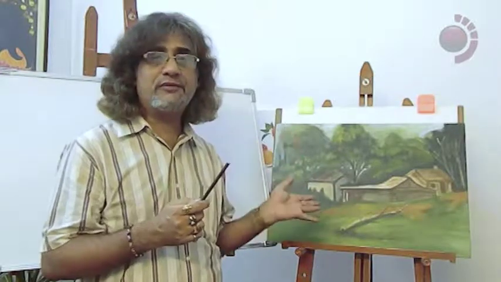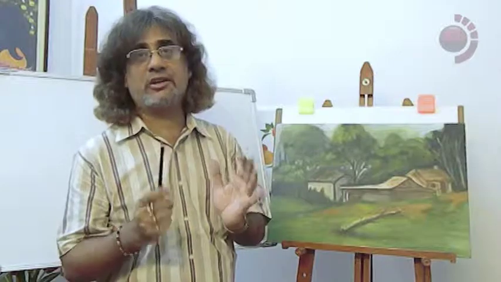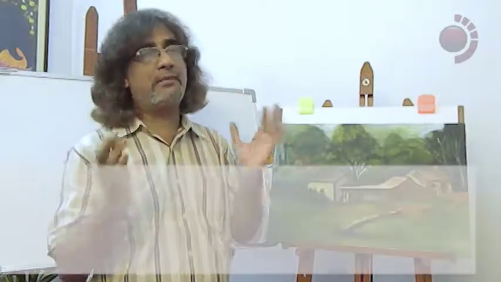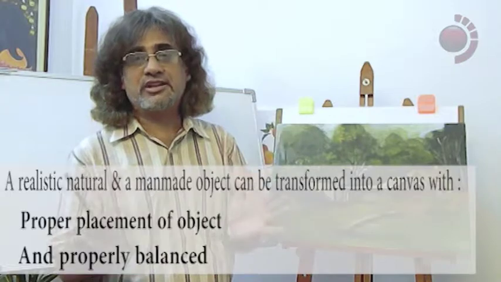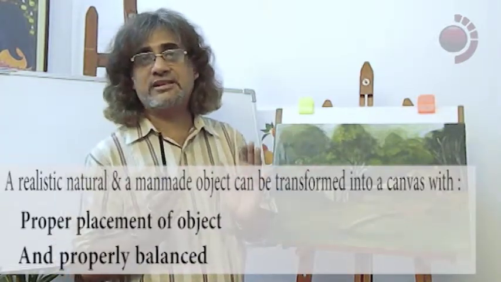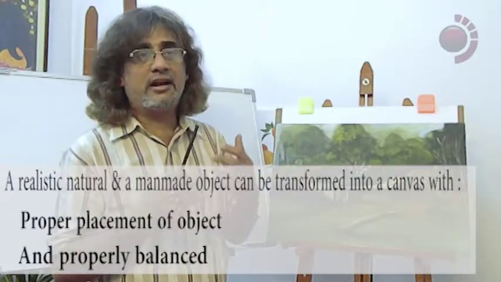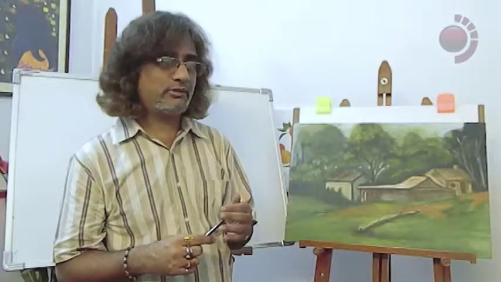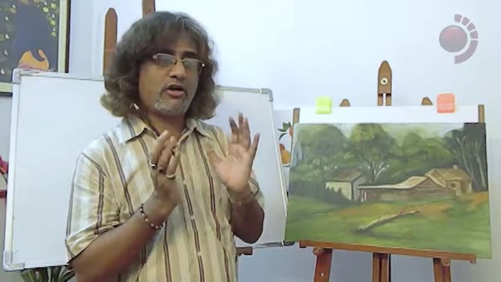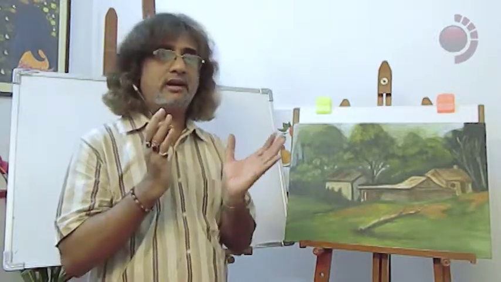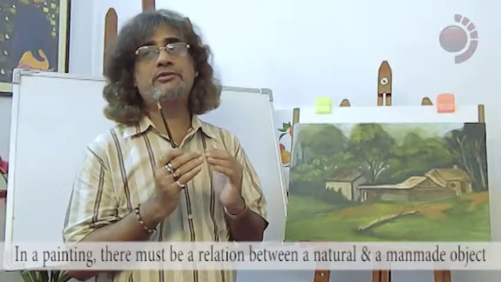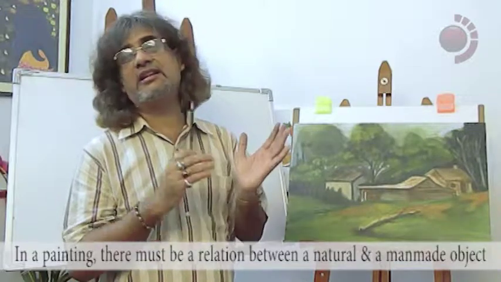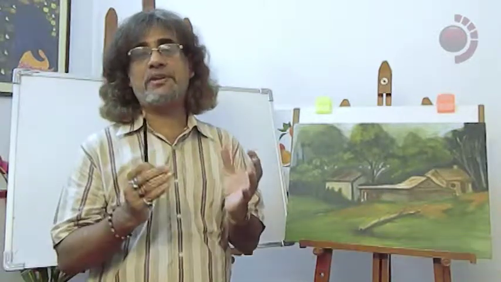At the same time, as we have seen before, the particular flower is totally a natural object. So whatever it may be, a realistic natural object, a realistic man-made object, or a realistic natural object plus man-made object, anything can be transformed into a form of painting if it can be properly placed, properly balanced, and properly depicted on the canvas. I think you are all clear enough about this particular form of natural object and painting, man-made object and painting, the relation between them, rather. I would always say the relation between, because whenever we do some painting, we will have to have a relation between the natural object or the man-made object, as the topic of our day today.